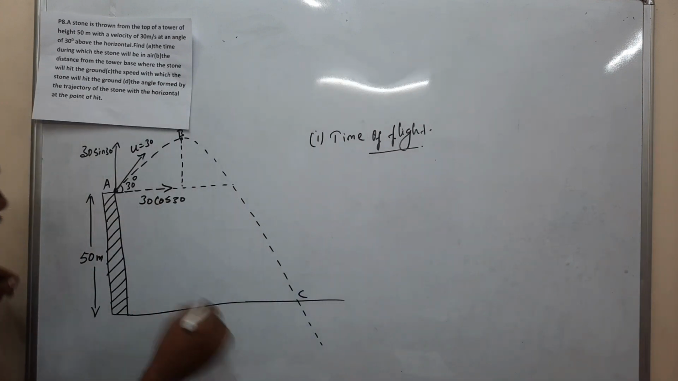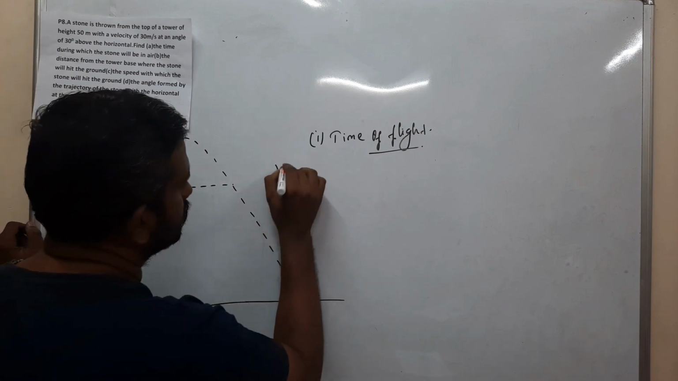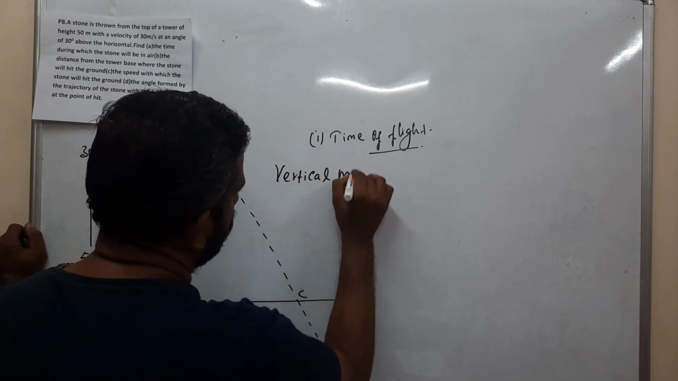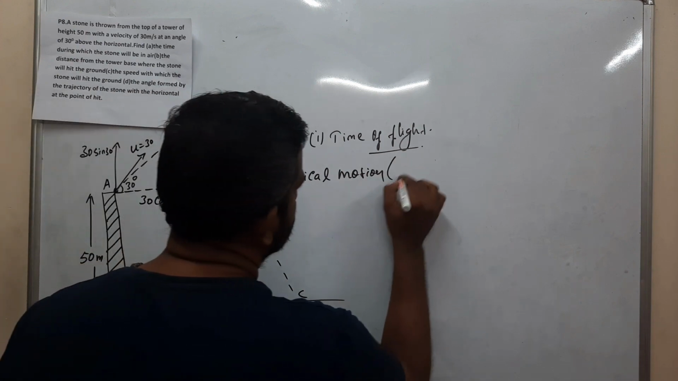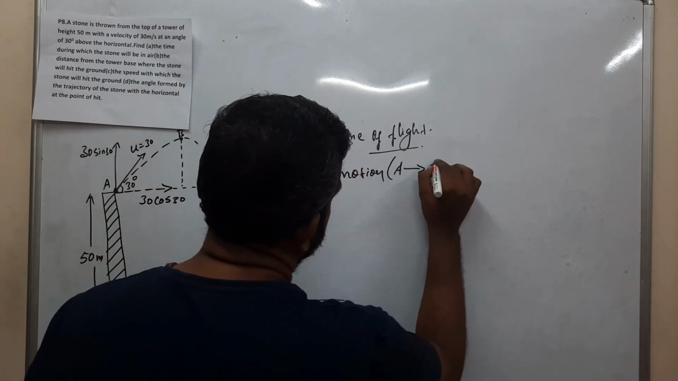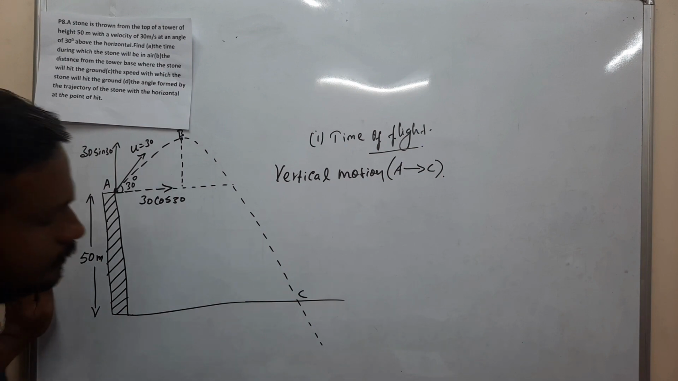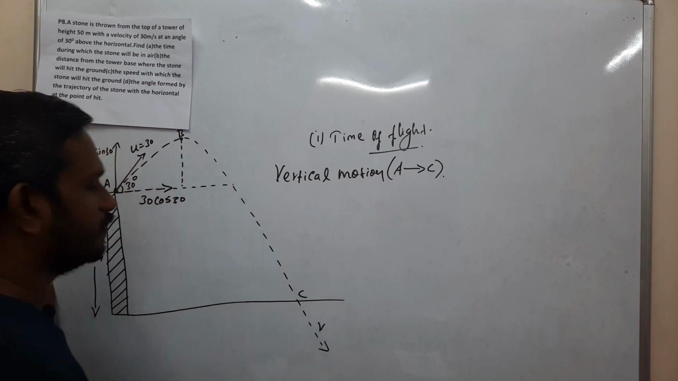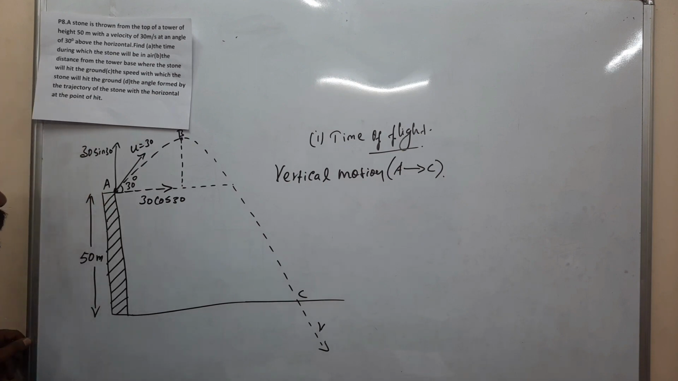So I am considering the vertical motion from A to C. This is the final velocity. Vertical motion.